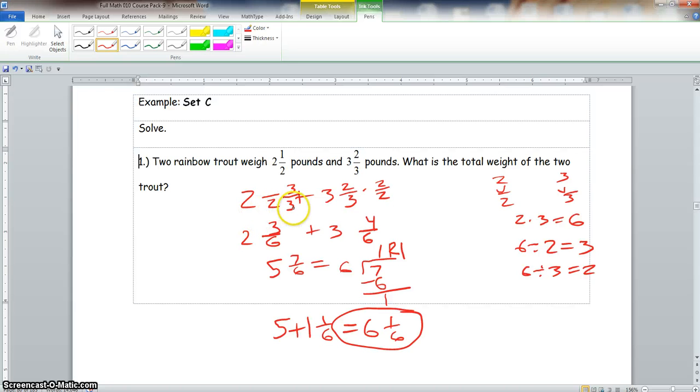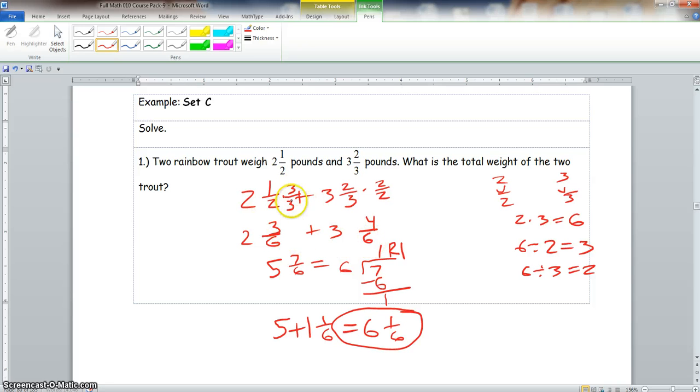So we're going to add these, and what we have here, we have our denominators of 2 and 3. We find our common denominator. 2 is prime and 3 is prime. So you multiply them together and you get 6. So you take this 6 and divide it by the original denominator. 6 divided by 2 is 3. 6 divided by 3 is 2. So our denominators are 6.